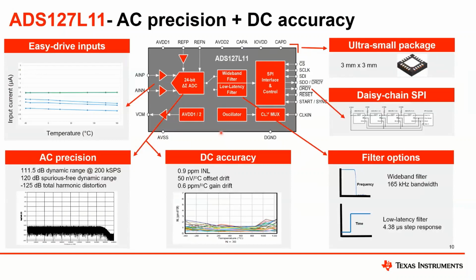To highlight some of the performance of the ADS127L11, it has excellent AC precision as well as DC accuracy. At 200 kSPS, this ADC offers 111 dB of dynamic range with negative 125 dB of total harmonic distortion. From a DC accuracy perspective, it offers a 0.9 ppm typical INL, or integral nonlinearity, and also offers low offset drift at 50 nanovolts per degree C, and a very low gain drift of 0.6 ppm per degree C.